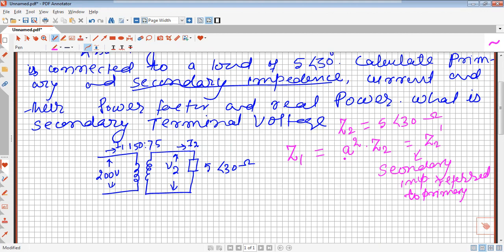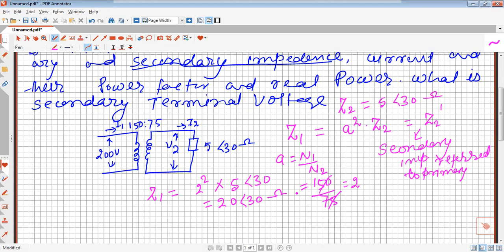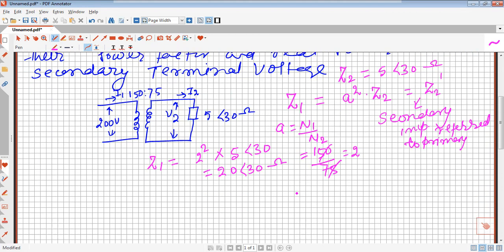So here A is the turn ratio, which is defined as N1 by N2. In this diagram, N1 is 150 and N2 is 75. So 150 divided by 75 will be 2. The turn ratio will be 2. So we can find Z1, the primary impedance, which is equal to 2 square multiplied by 5 angle 30. So it will be 20 angle 30 degree. So this is our primary impedance.